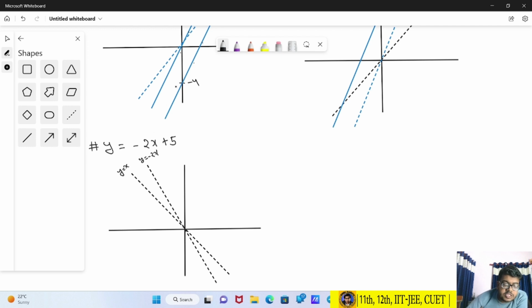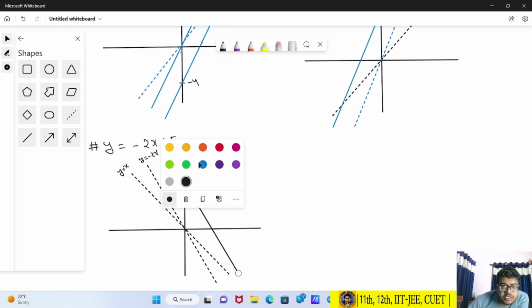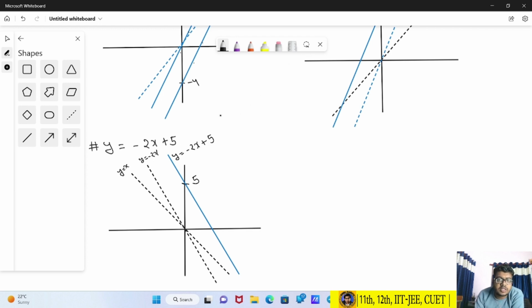Now plus 5, so this is plus 5. This line is parallel to y is equal to minus 2x. We draw a line parallel to y is equal to minus 2x that goes through y is equal to 5. So this is the graph of y is equal to minus 2x plus 5. Now we have learned the linear equations graph, so now we come to our topic.